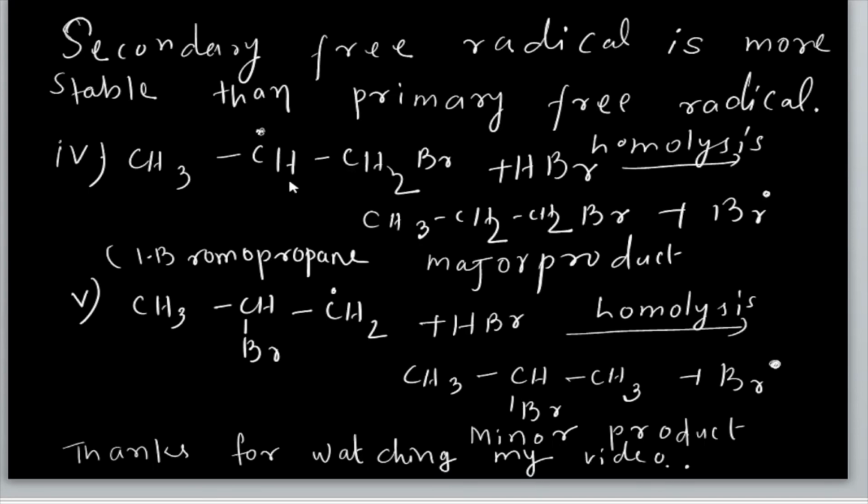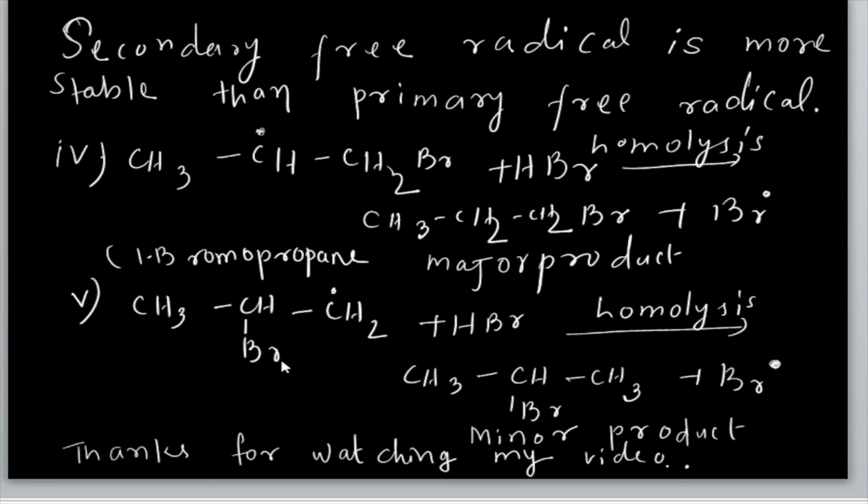H will come here, only H will come here, and a bromine free radical, because this reaction will continue and more and more product forms. That is why Br dot, the Br free radical, is there. Now what is the product then? 1-bromopropane. It is the major product because it is formed from the stable secondary free radical.